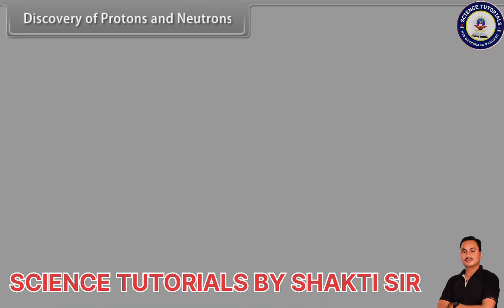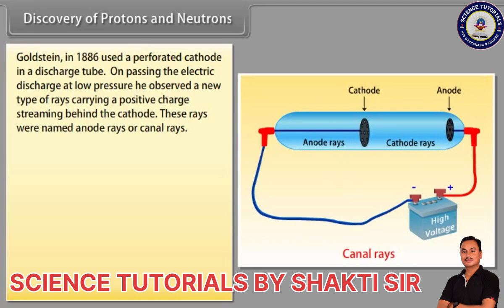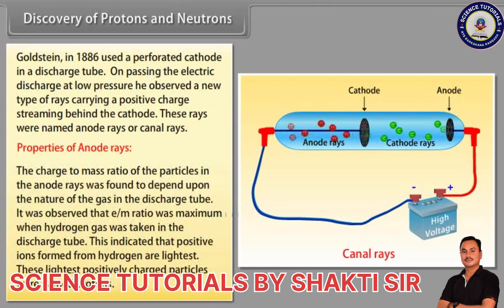Discovery of protons and neutrons. Goldstein in 1886 used a perforated cathode in a discharge tube. On passing the electric discharge at low pressure, he observed a new type of rays carrying a positive charge streaming behind the cathode. These rays were named as anode rays or canal rays. Properties of anode rays. The charge-to-mass ratio of the particles in the anode rays was found to depend upon the nature of the gas in the discharge tube.